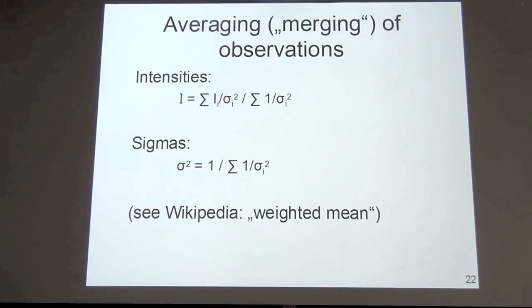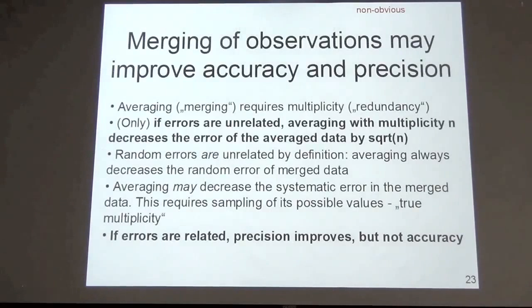And this is, of course, only really valid if the errors in those intensities are unrelated. But we are always using this formula anyway. So this merging, of course, may improve accuracy and precision. So that's why we do it.